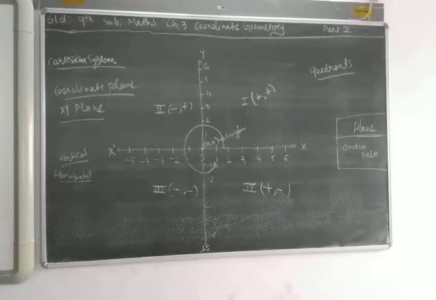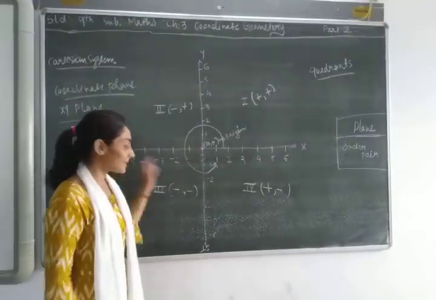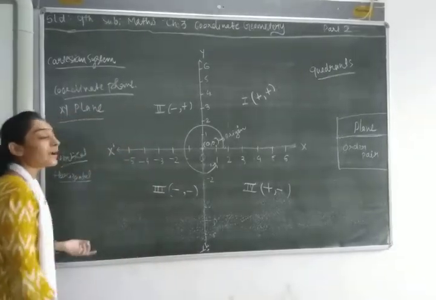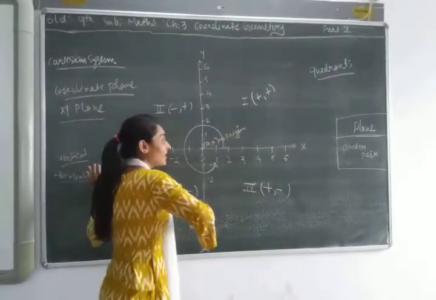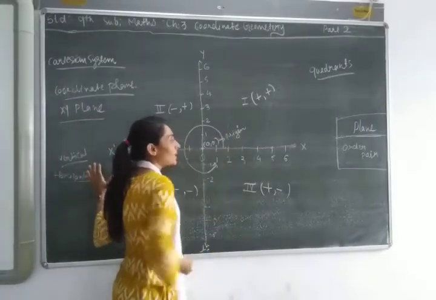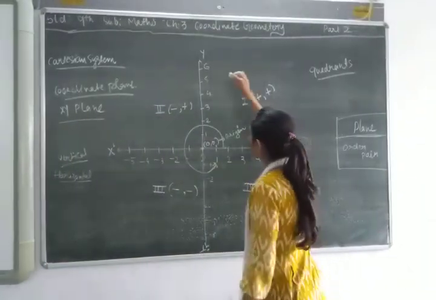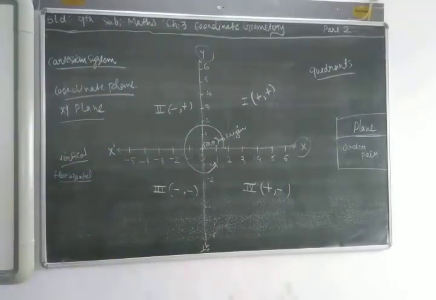Now, these axes are called coordinate axes. Okay, these axes are x-axis, y-axis, x dash axis, y dash axis. All these are called coordinate axes because this coordinate plane is formed by these axes only. It means all these are the axes of the coordinate plane. Okay.